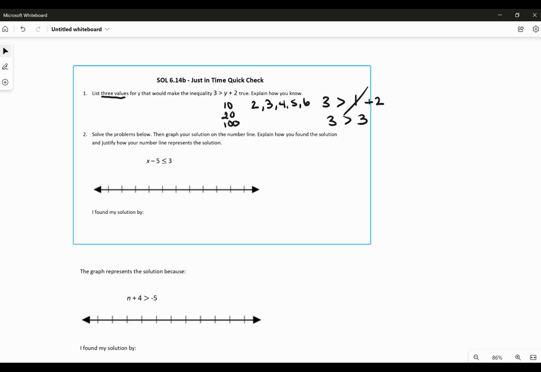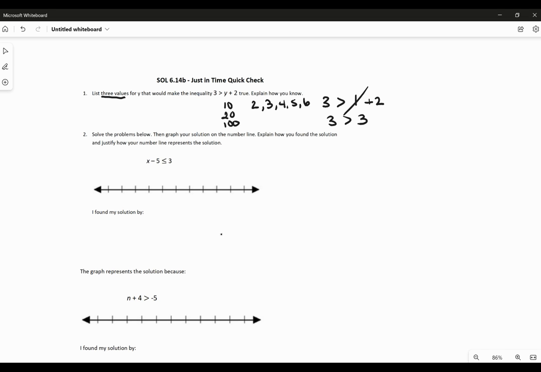So solve lets me know that we need to know what this unknown is. So I'm solving an inequality. I'm solving kind of like an equation. So x minus 5 is less than or equal to 3. To isolate a variable, which is that guy, we have to do the inverse operation to whatever is here. This is like saying minus 5, so I'm going to add 5.